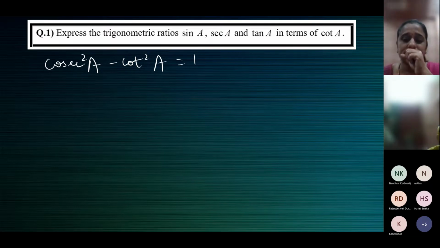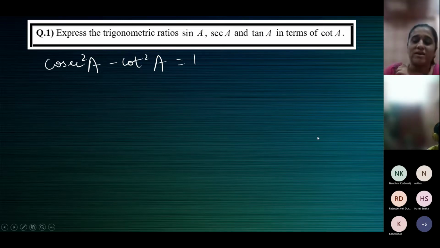Excuse me. Children, please write cosecant A in terms of cot A. No, I don't know. You don't know or you're lazy to talk? What is up?